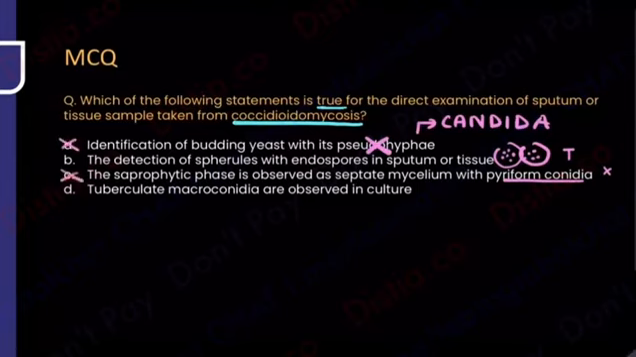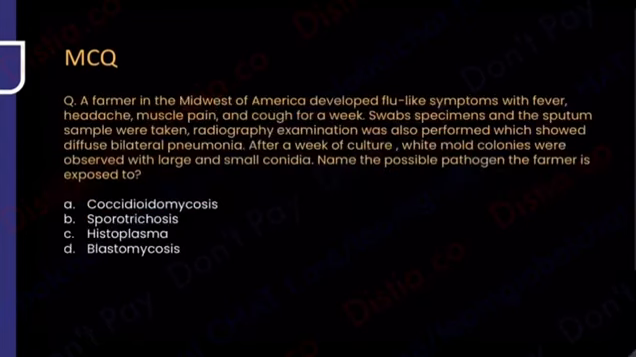Tuberculate macroconidia are observed in culture. No, as far as I remember, the TB word comes and the fungus that I think of is Histoplasma. So that is also wrong. Which is the true one? The right one had to be picked up. I feel the second one, where I was seeing spherules with endospores, that is definitely the one that I can see with coccidioidomycosis. Remember ABCD? That was coccidio. Moving on to the next question.